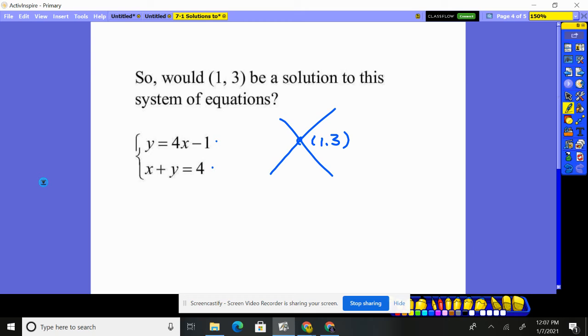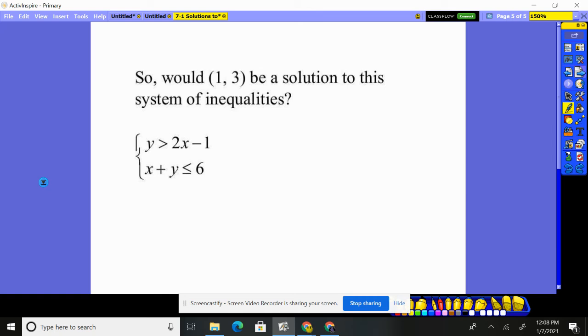Well, let's do it. Let's start with the top one, y equals 4x minus 1. I'm going to plug in y being 3 and x being 1. So y is 3. Does that equal 4 times x, which is 1, minus 1? Is that true? 4 times 1 is 4, minus 1. Yeah, that is true. Well, what if I plug it into the bottom one? x is 1, y is 3. Does that equal 4? Yes, it's true. So therefore, (1, 3) is a solution to this system. And again, later on, we'll learn how to figure out how we got (1, 3). But for right now, we're just trying to figure out whether it makes it true.